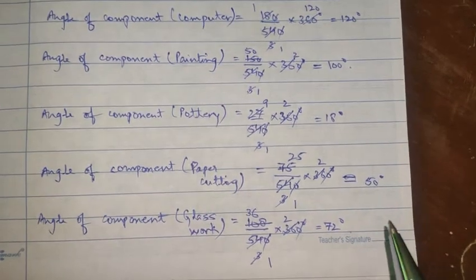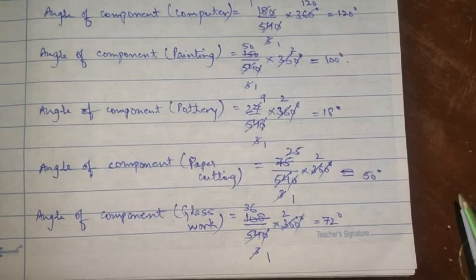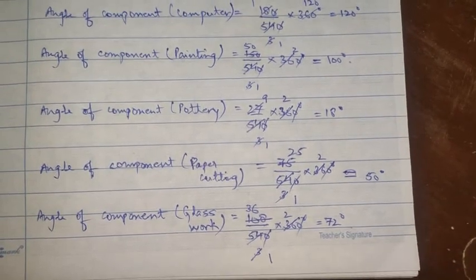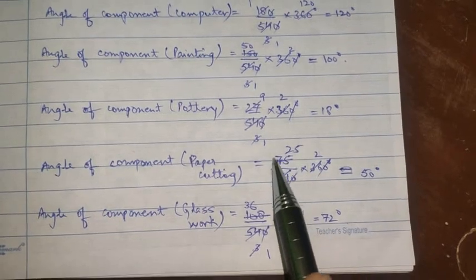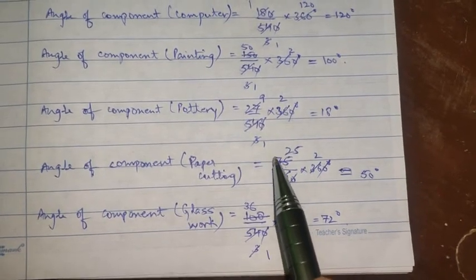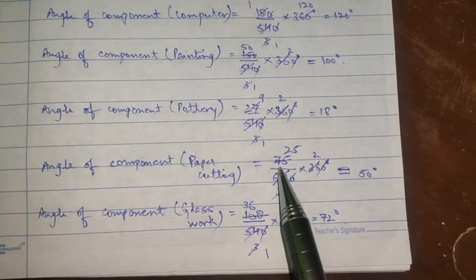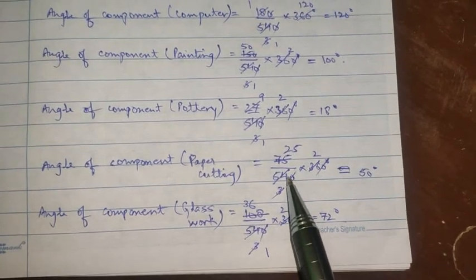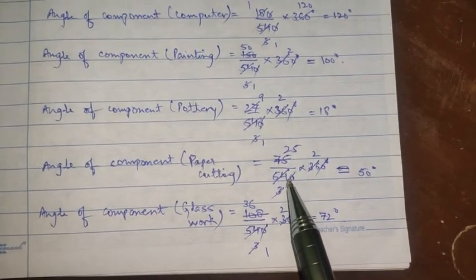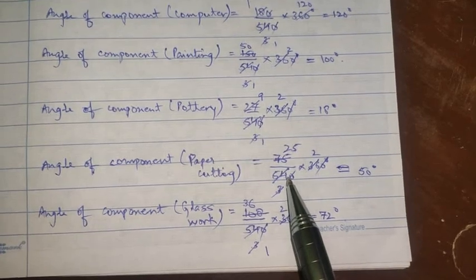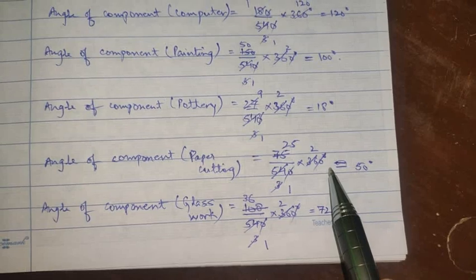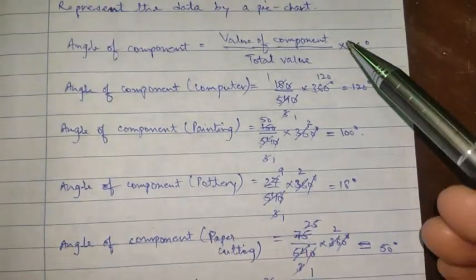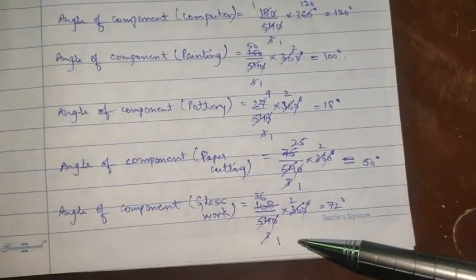Remember that whenever you are taking out the angle of a component, that is the angle of the sector formed inside the circle, in the numerator you substitute the value of that quantity, and in the denominator you substitute the total value of all the components, and you multiply this entire fraction by 360. The same thing I have done in every part to find the angle of the sector.